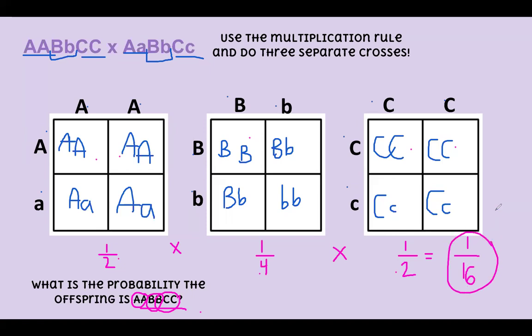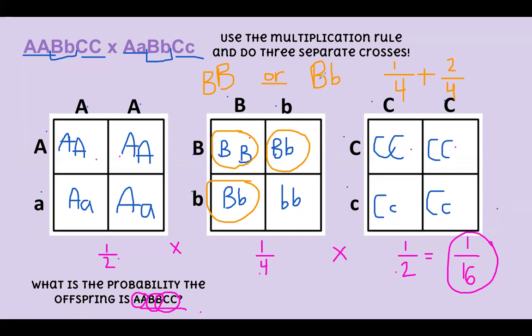Okay? Let me give you an example of when we would use the other rule. Let's look at the middle Punnett square here. If I wanted the probability of getting big B or little b, then I need to find their individual probabilities. Big B is 1 out of 4. Big B, little b is 2 out of 4. I would use the law of addition because I want this or that.